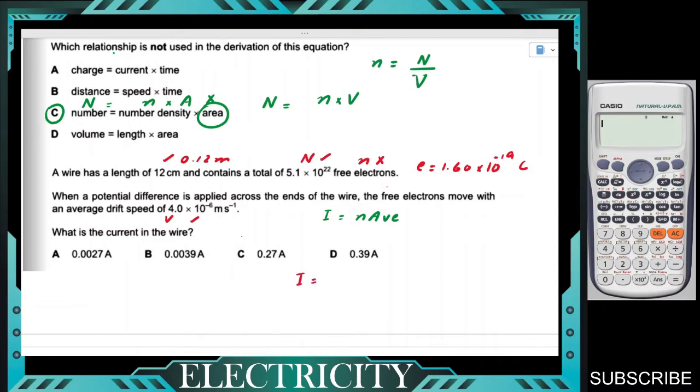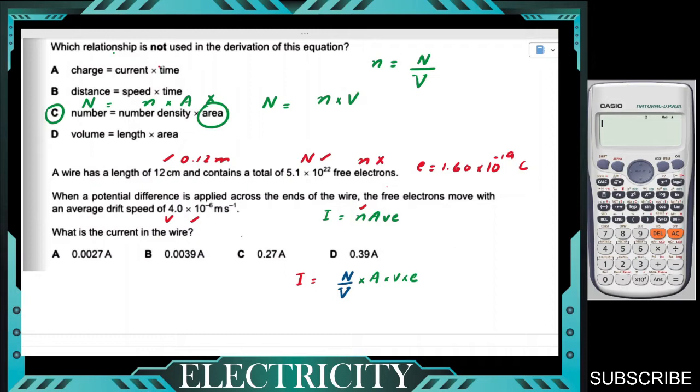So I equals, now you see this small n. We are not provided with the value of small n. So we can insert the expression for small n, which is capital N divided by V, because charge density equals number of charges per unit volume, times A times v times e as it is.